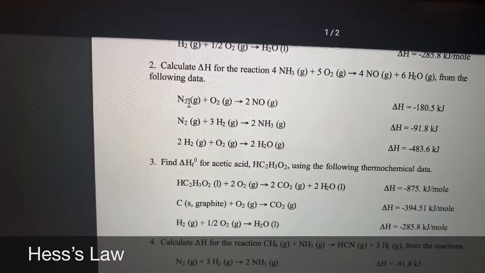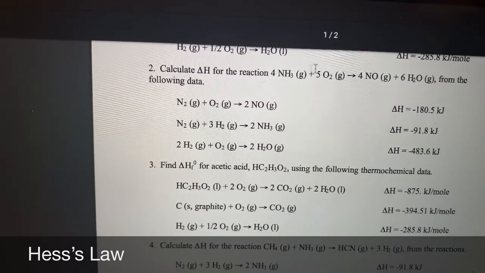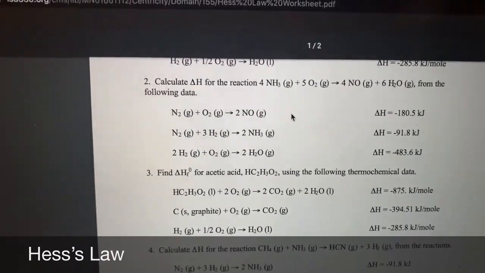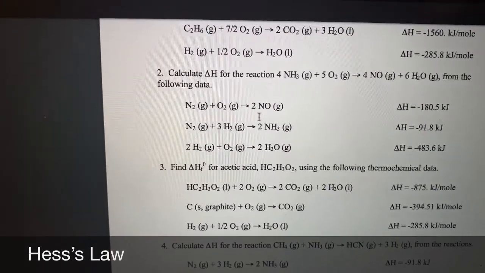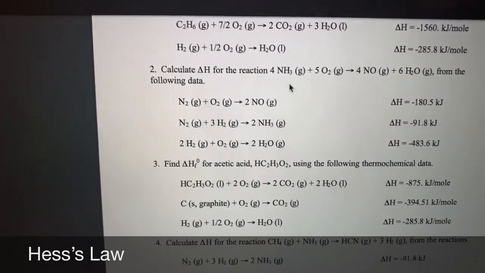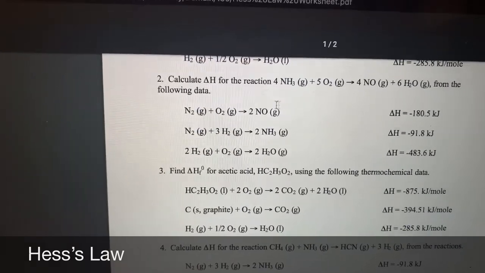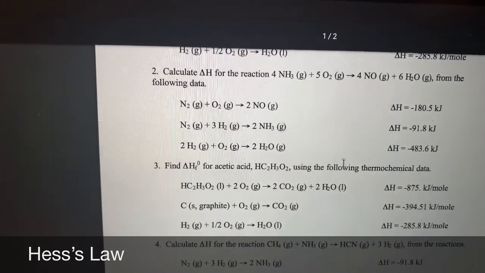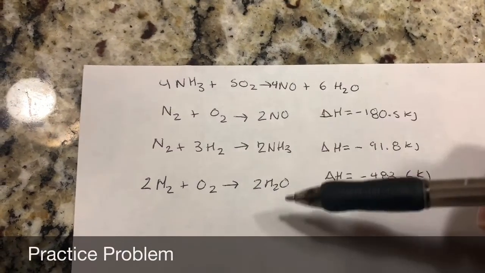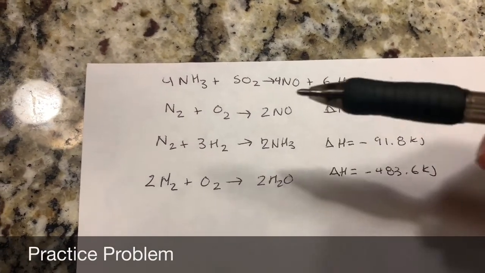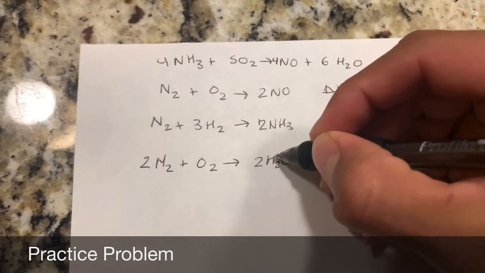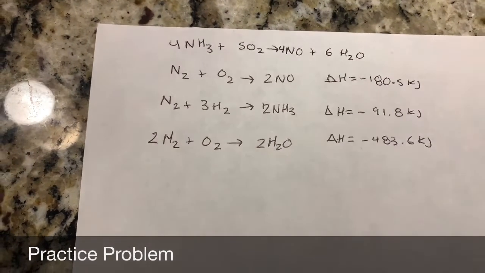And we need to make this equal to this. So in order to do that, we're gonna have to manipulate it by flipping it or multiplying it or doing whatever we need to do in order to get this. So I'm gonna go ahead and rewrite this on a separate sheet of paper so it can be easier to follow. So this is the overall equation that we want, and these are our given balanced equations. Here, let me fix this H, it's bothering me. All right, there you go, it's ugly still.